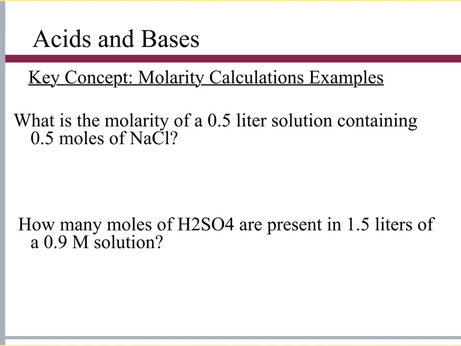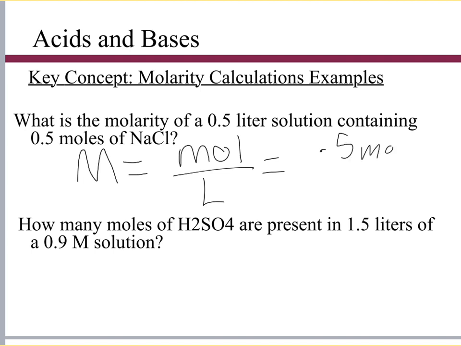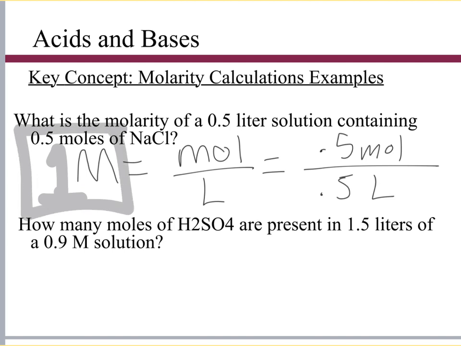Let's read through what we have here. This says, what is the molarity of 0.5 liters of solution containing 0.5 moles of sodium chloride? Remember our equation is molarity equals moles over liters of solution. If we plug in our numbers, we've got 0.5 moles of sodium chloride over 0.5 liters of solution. So our answer, 0.5 divided by 0.5 liters, is that this would have a molarity of 1. So this would be a 1 molar solution of sodium chloride.